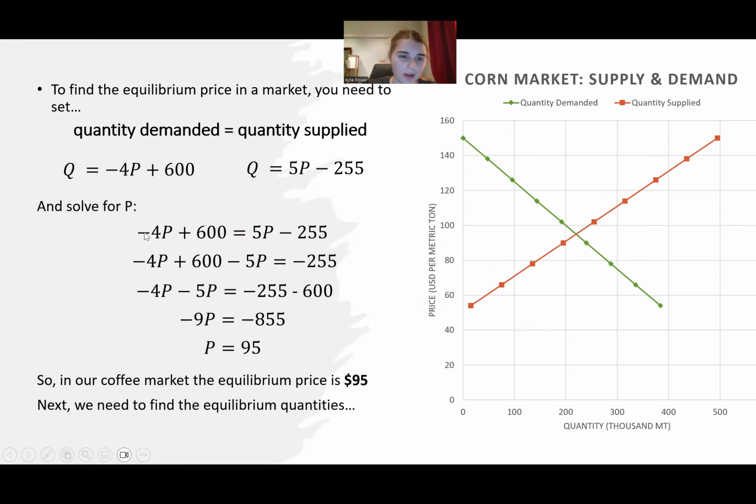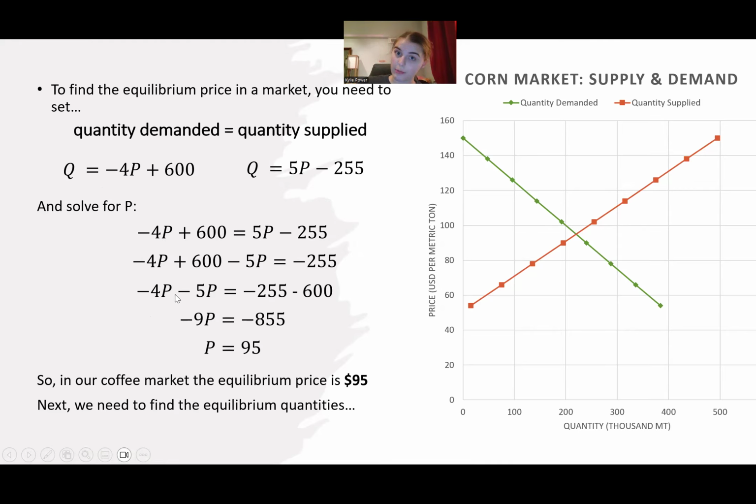So if you follow along a little bit here, we set negative P plus 600 equals 5P minus 255. I like to make sure that we gather like terms, so I have the variables on one side and what we might just call integers or normal numbers on the other. That way we can combine like terms, add our P's and add our numbers. So we have negative 4P.